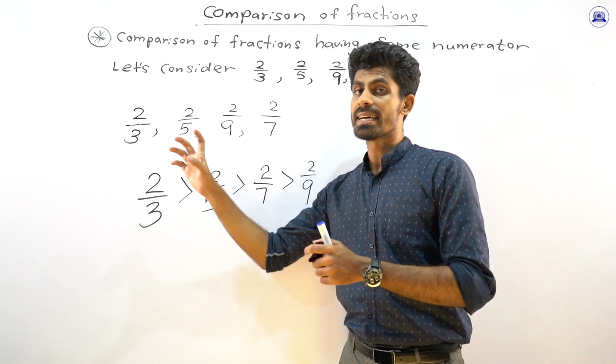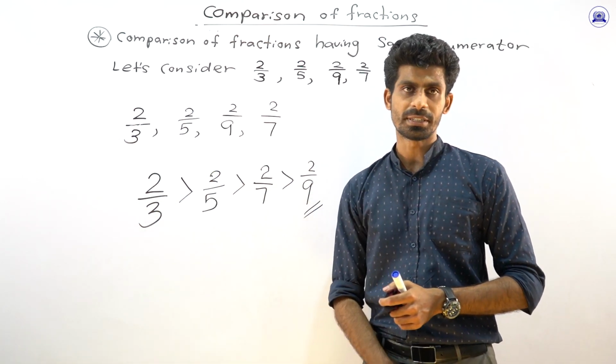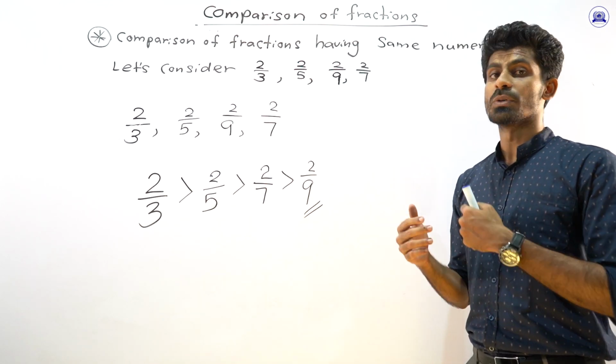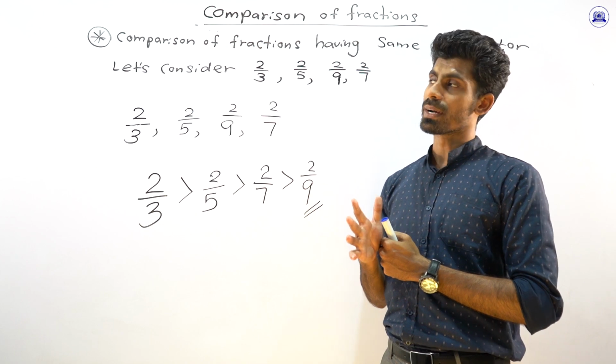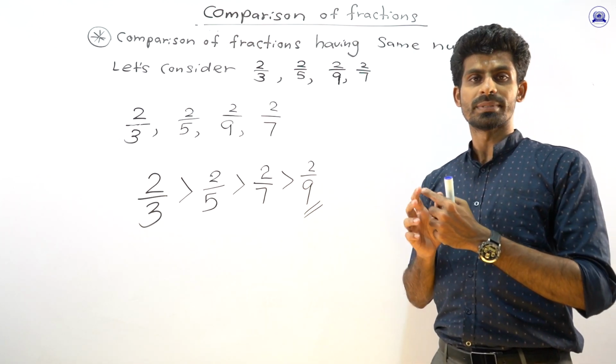Smaller denominator having the largest fraction. So this one is the largest fraction, right? So let's move to the third one. What is the third one? Third one is comparison of fractions having same denominators.